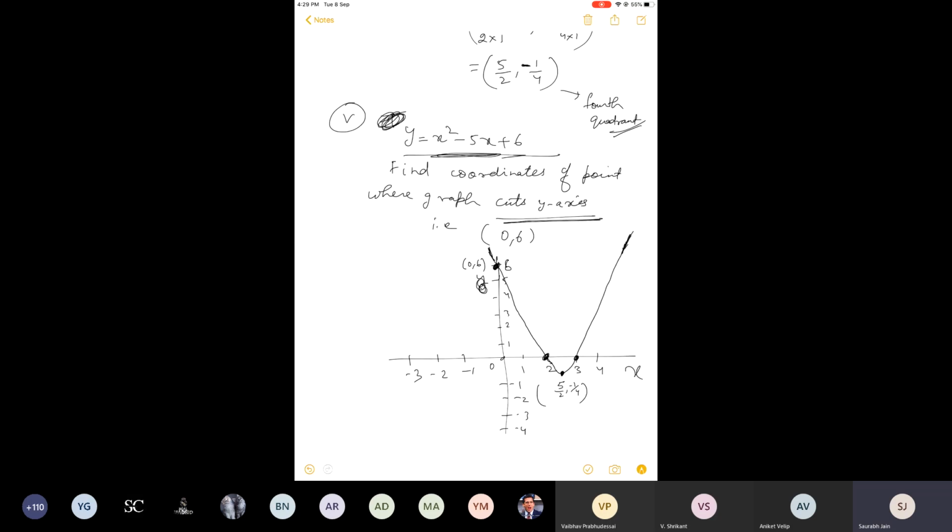Because you will get so many values for different kinds of x. Put x equal to 5, you will get some y. Put x equal to 6, you will get some y. Put x equal to 7, you will get another y. So what is the purpose? Ultimately, you know how the graph looks. Okay, this is the way to draw the graph of a parabola.